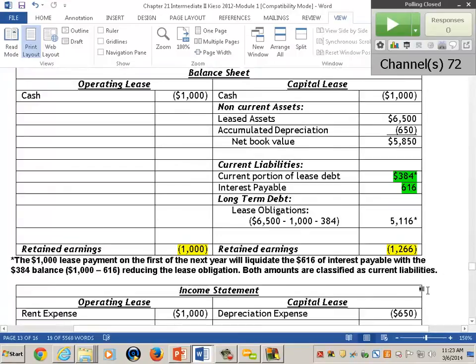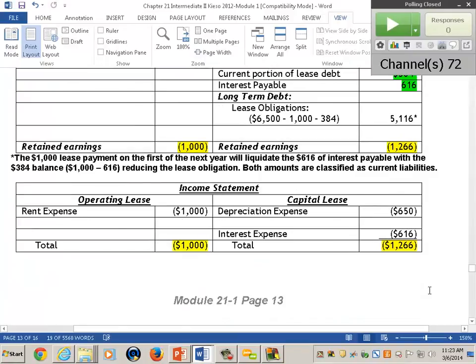And then, of course, down on the income statement, you have a higher net income under the operating method. Now, higher net income is not the only measure we use. If we're looking at, I think I did this also, but let me make sure.